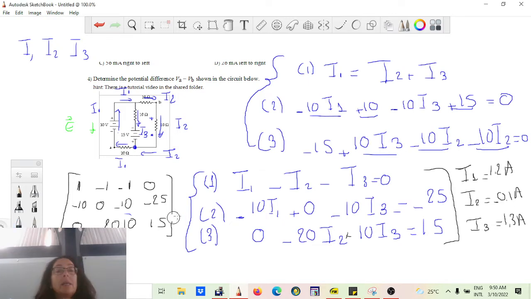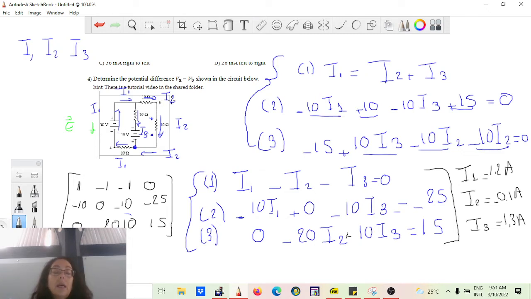You don't have to fix it, okay? Unless they ask you which way it's flowing, you don't have to fix it. Because when you're going to find VB minus VA, you have to be consistent. If you keep I2 flowing this way, even though it's flowing in the other direction, then when you find VB minus VA, you have to take I2 to be negative. Now, if I fix that, I can erase it and put the real direction and put I2 equals 0.1 amp. But you have to be consistent, whatever you're doing. Okay, so I'm not going to touch it.